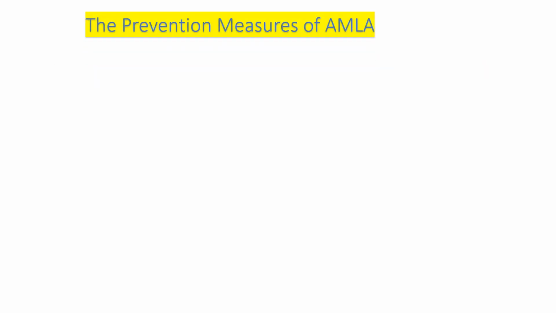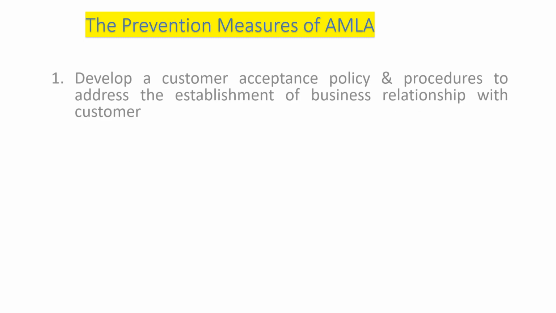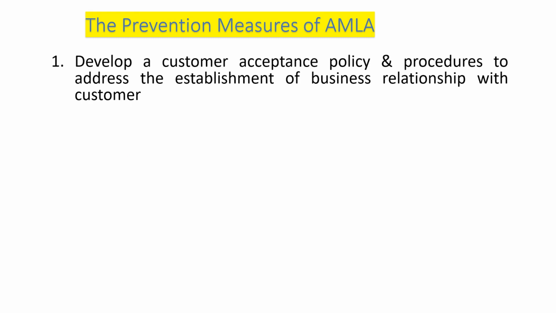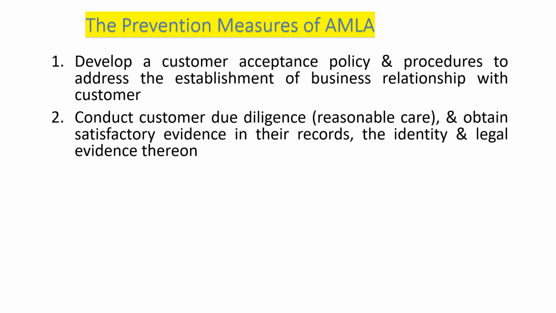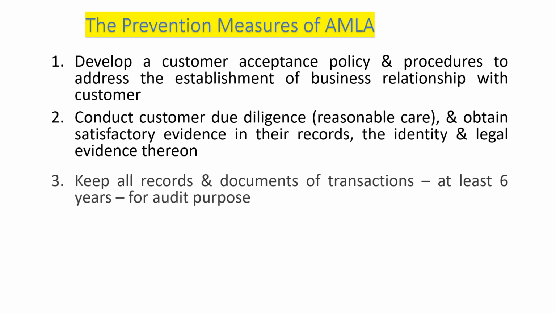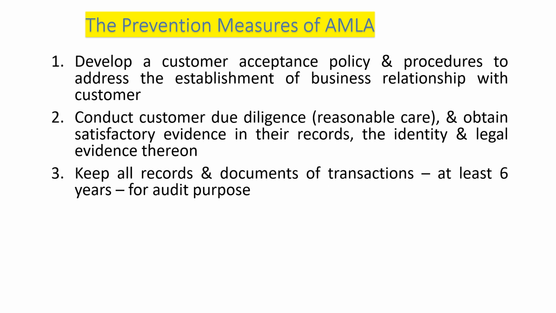The prevention measures of AMLA. First, develop a customer acceptance policy and procedures to address the establishment of business relationship with customer. Second, conduct customer due diligence or reasonable care, and obtain satisfactory evidence in their records, the identity and legal evidence thereon. Third, keep all records and documents of transactions for at least 6 years, and ensure the retained documents are able to create an audit trail.